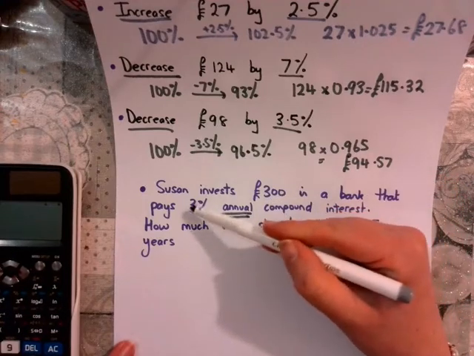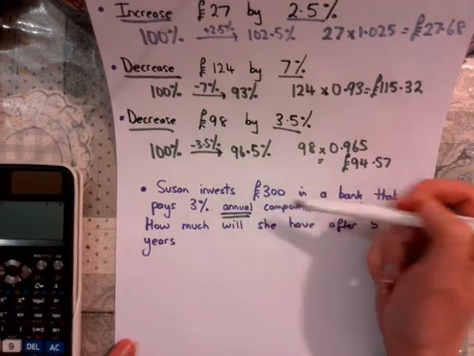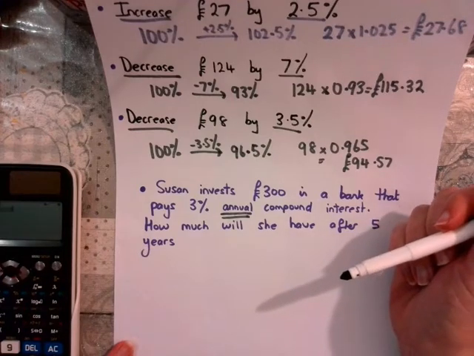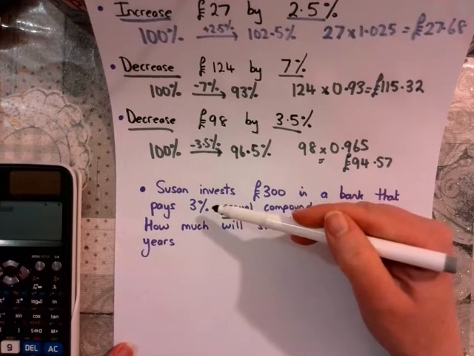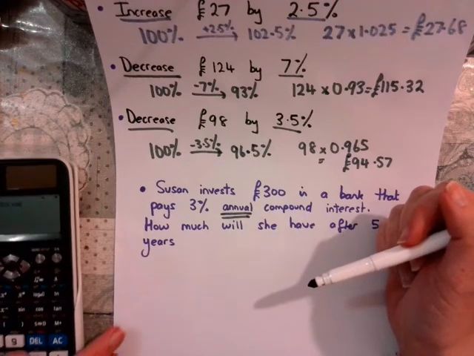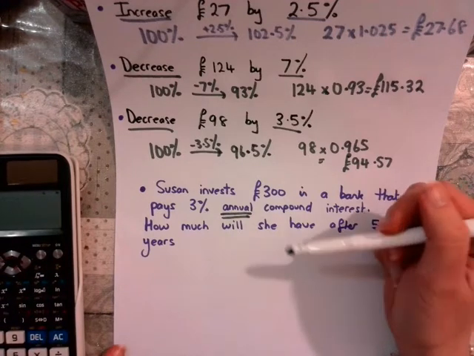Rather than just working out 3% of the initial amount and timesing it by 5. So it keeps changing. The amount in their bank every year keeps changing because they keep adding on 3% of the interest. So it's just slightly different to the simple interest idea.